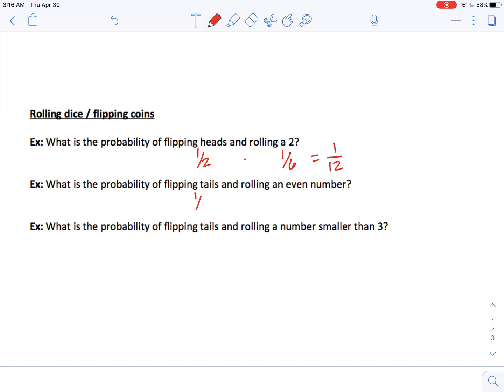So let's check out the next two. Flipping a tails is still 1/2. Rolling an even number, well, I could roll a 2, a 4, or a 6. So that's 3 different possibilities of rolling an even number, 2, 4, 6, out of 6 total possibilities, 6 sides on my die. So 1/2 times 3/6 is 3/12, which is 1/4.